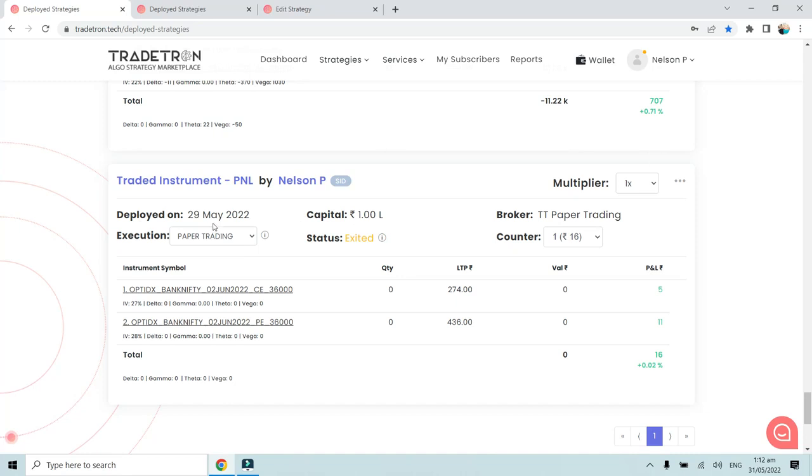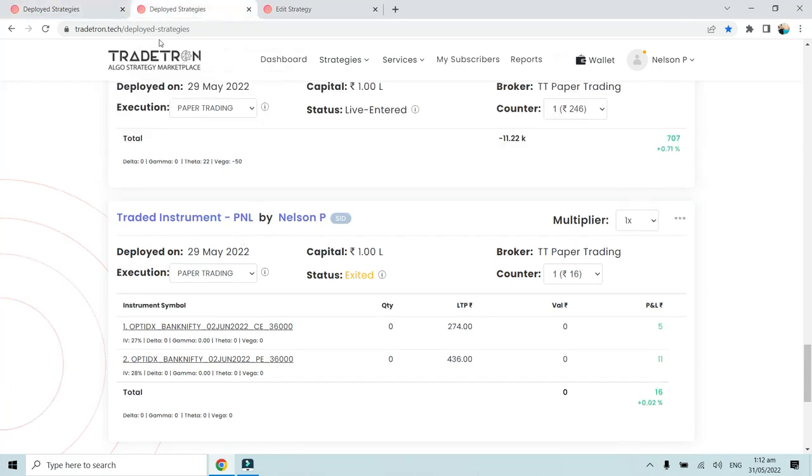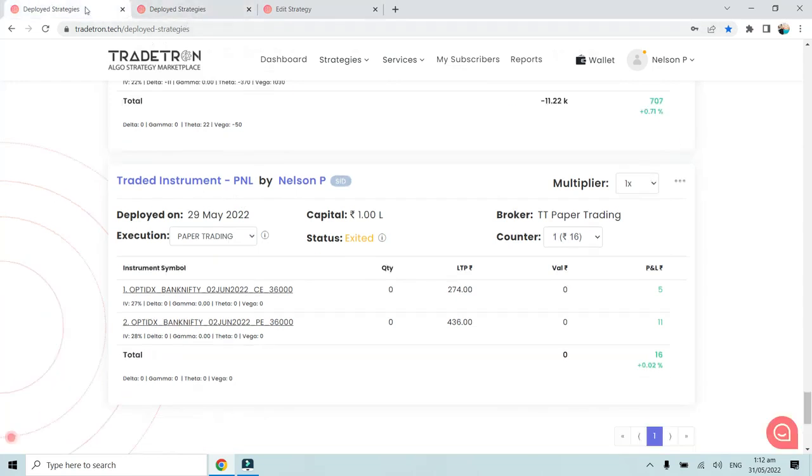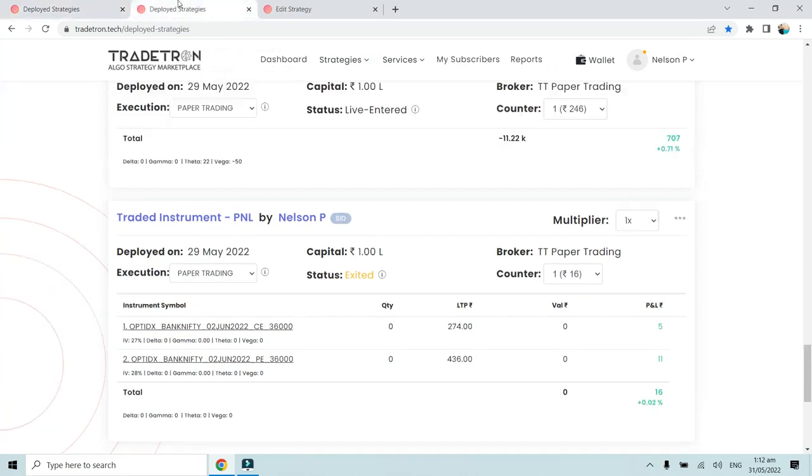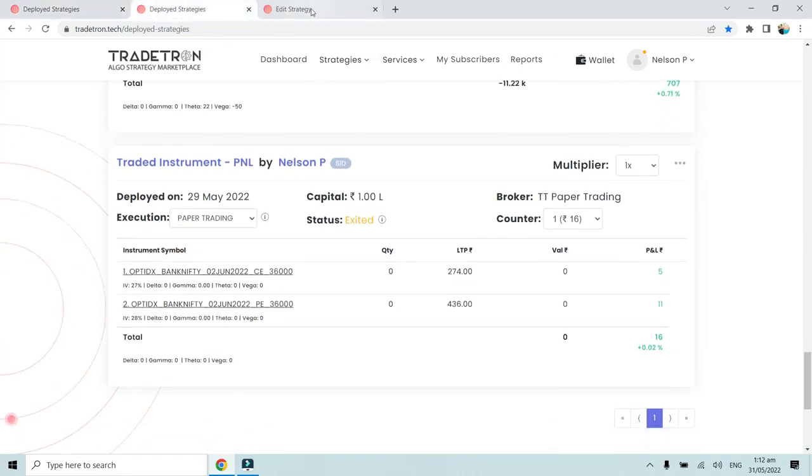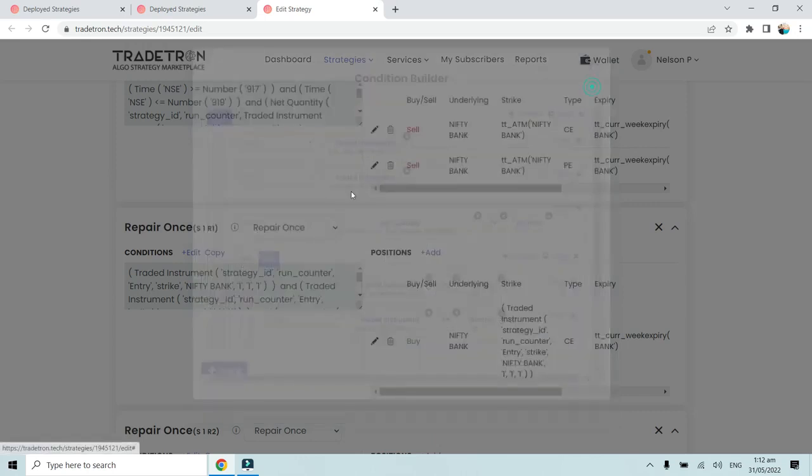As you can see, this is the strategy that I created today, traded instrument PNL, deployed on 29th May, and today it has taken certain trades. It has taken trade in this particular straddle, 36,000 call and put, and I have opened three tabs. Two tabs are of the same strategy, same deployed page. In one tab we will see the notification log, in one tab we will check the trades, and in another tab we will check the conditions of the strategy.